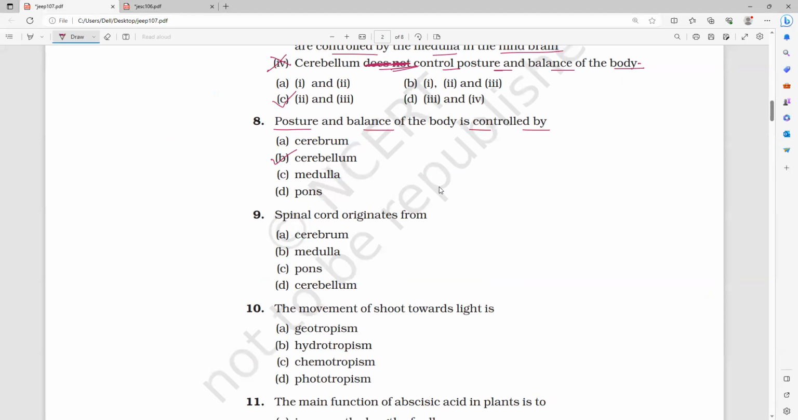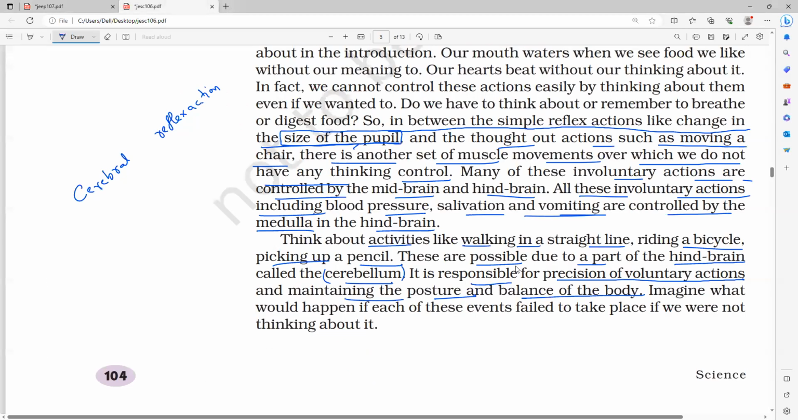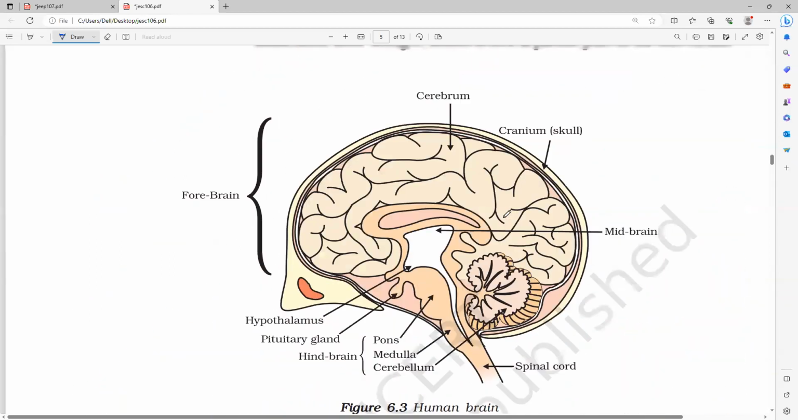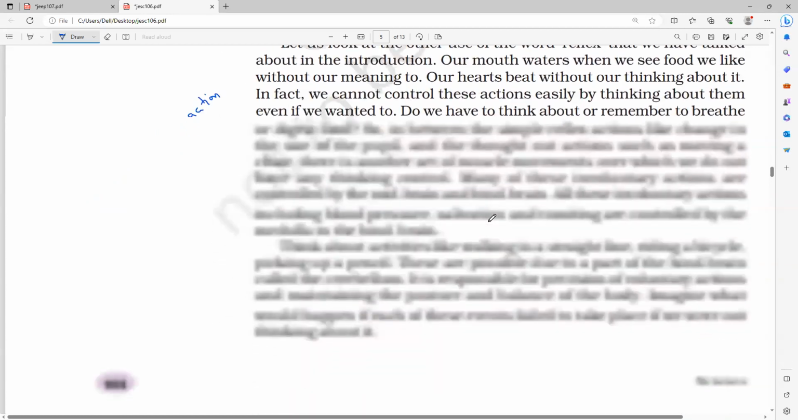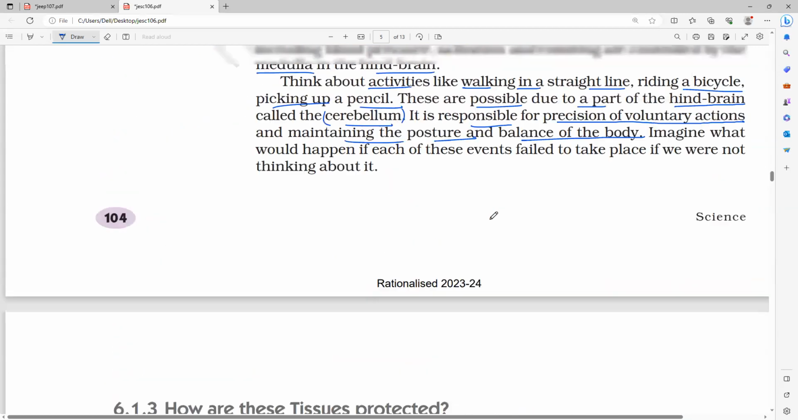So what is the correct answer? Everyone, cerebellum. Option B. Next, spinal cord originates from? We already studied medulla. Where is it there? Check it, everybody. I think at the end, you can see here. Yes. So spinal cord starts from medulla.